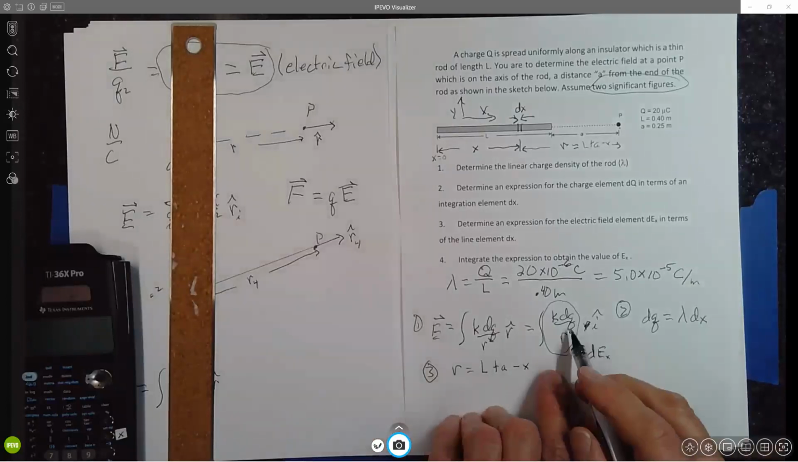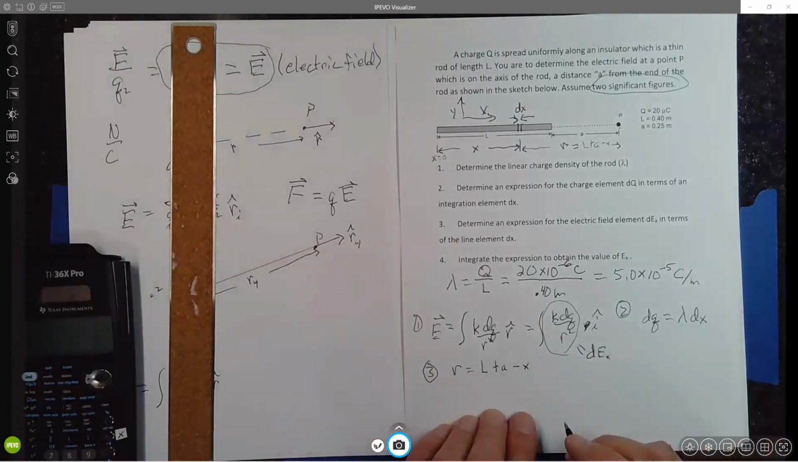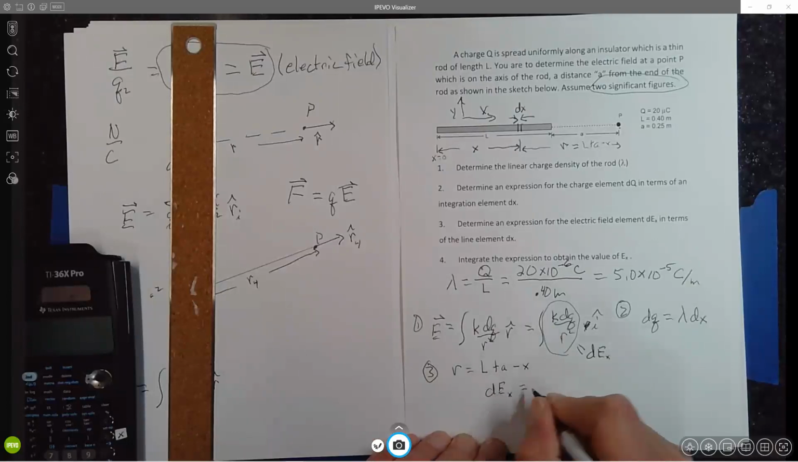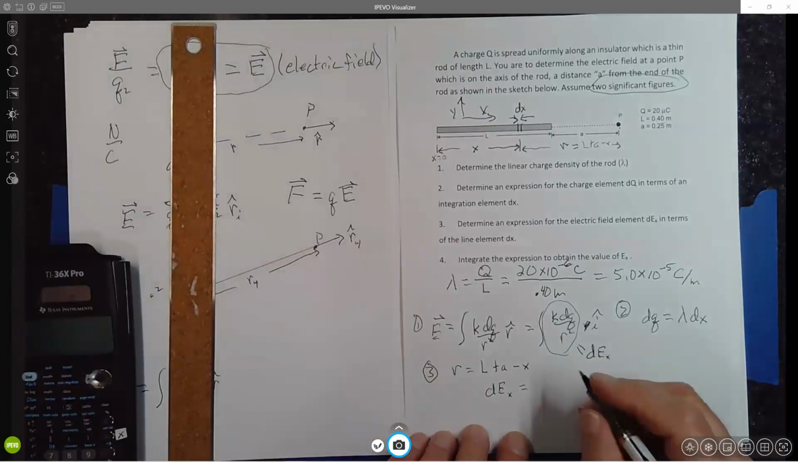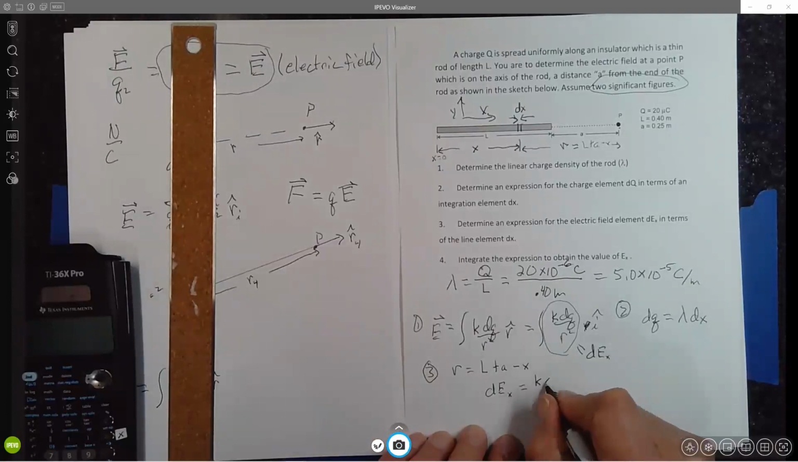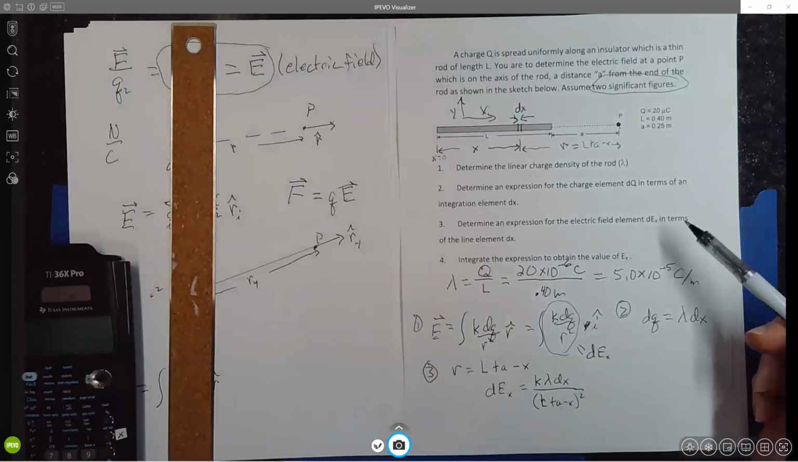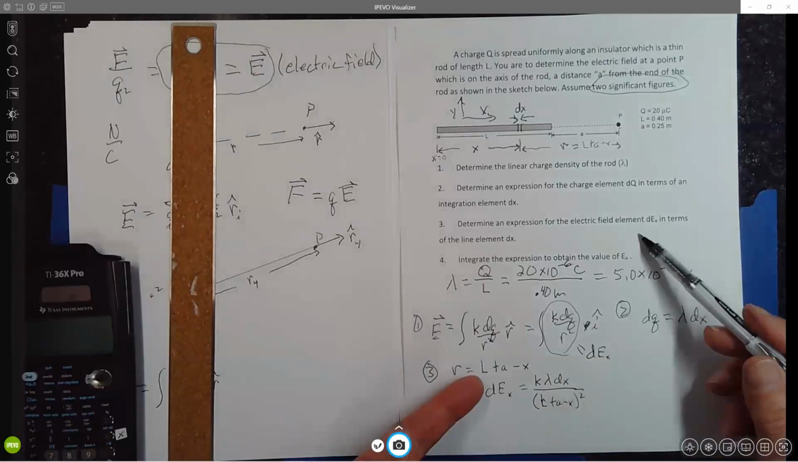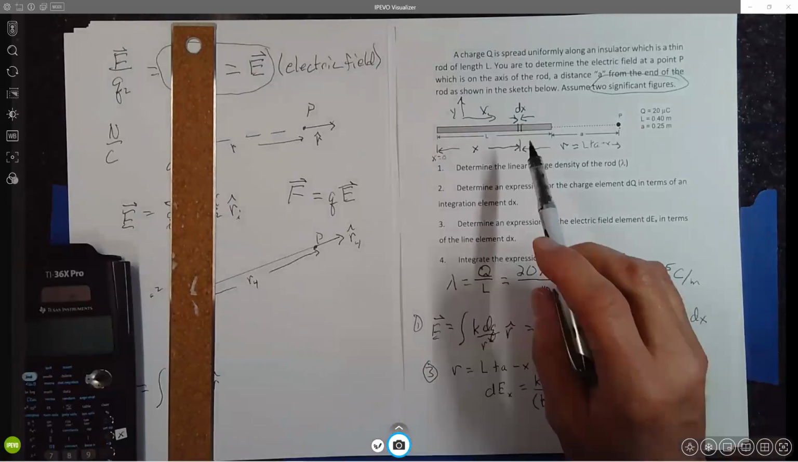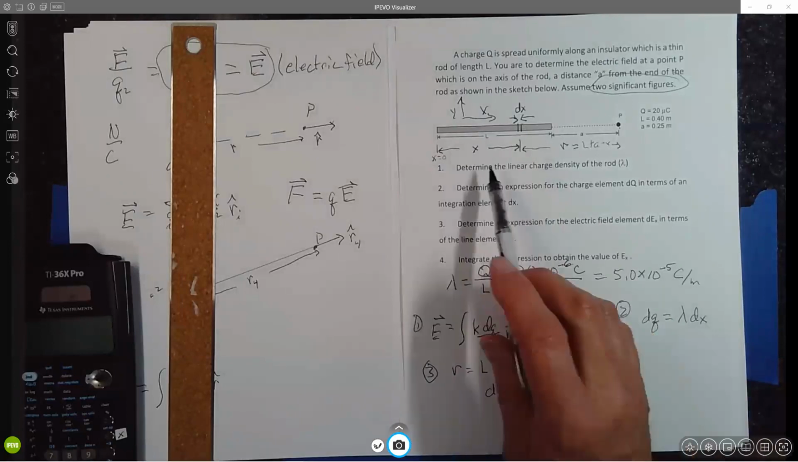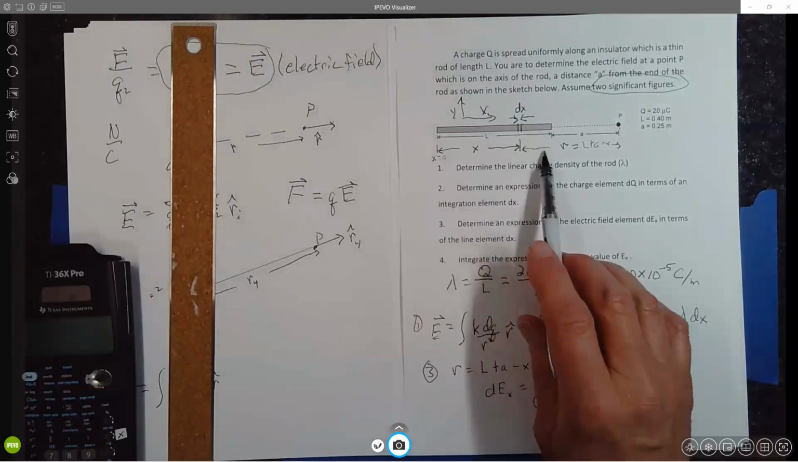I already had dq equal to lambda dx, and so my dE sub x is going to equal k lambda dx over L plus A minus x, squared. So that's my expression for the field element. It's just a little chunk of the electric field due to that little chunk there. And x is going to vary from 0 all the way to L.